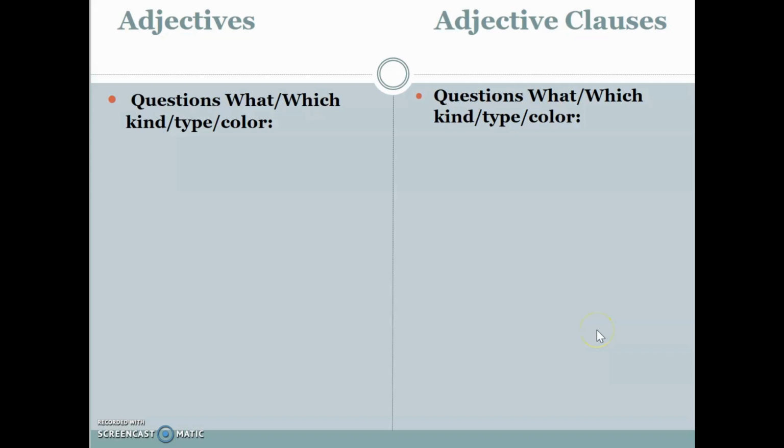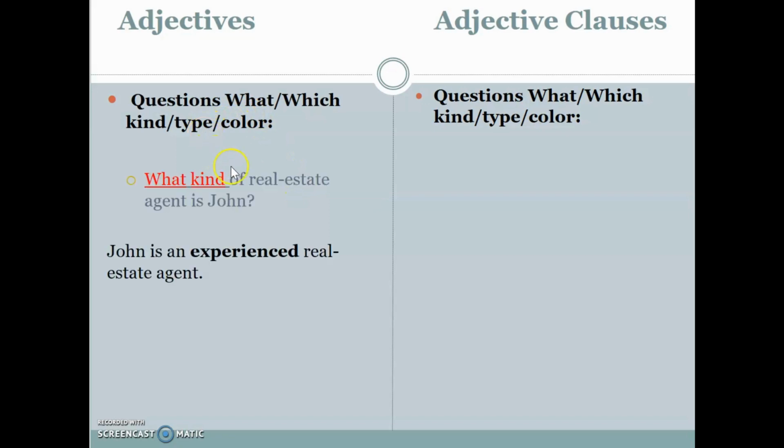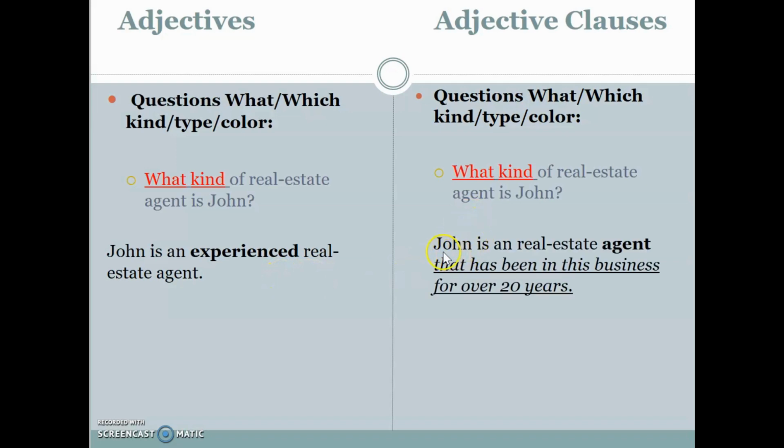Types of questions. For adjectives and adjective clauses, you can ask the same question: what color, what type, which color, which type. What kind of real estate agent is John? John is an experienced real estate agent. What kind of real estate agent is John? John is a real estate agent. What kind? That has been in this business for over 20 years.